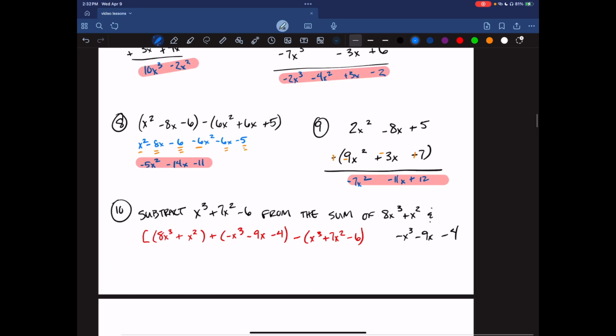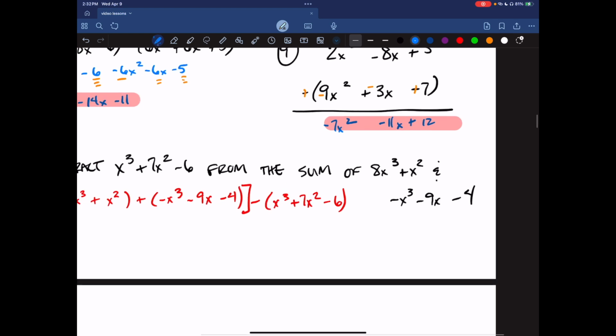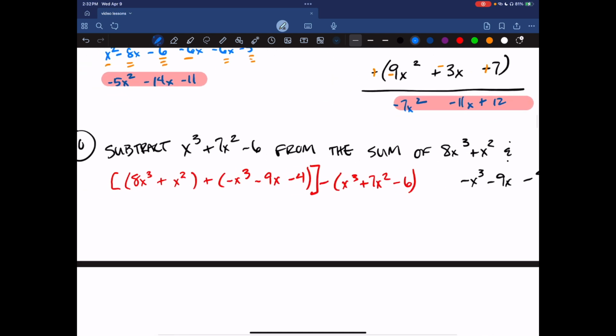All right, number 10. It says subtract x cubed plus 7x squared minus 6 from the sum of 8x cubed plus x squared and negative x cubed minus 9x minus 4. So I've already written this out for you, but you're adding your first two, and then you're going to subtract from that. So you want to work inside first, and then work out.